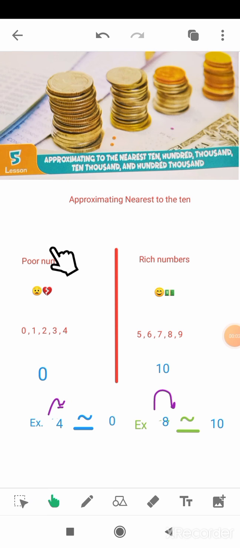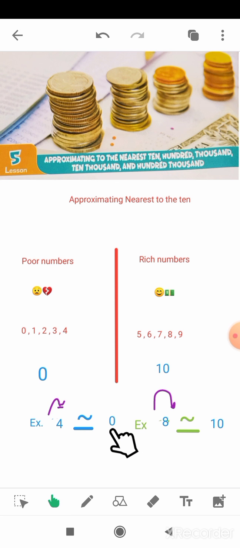I have here poor numbers and rich numbers. Poor numbers are 0, 1, 2, 3, 4. All these numbers are nearest to 0. And we also have rich numbers. Rich numbers are the numbers nearest to 10, like 5, 6, 7, 8, 9. So if I have 4 and I want to know which number is nearest to 4, 0 or 10, I will find that 4 is nearest to 0.